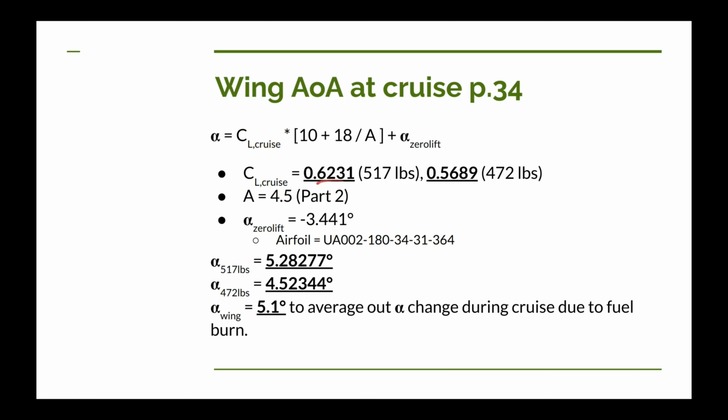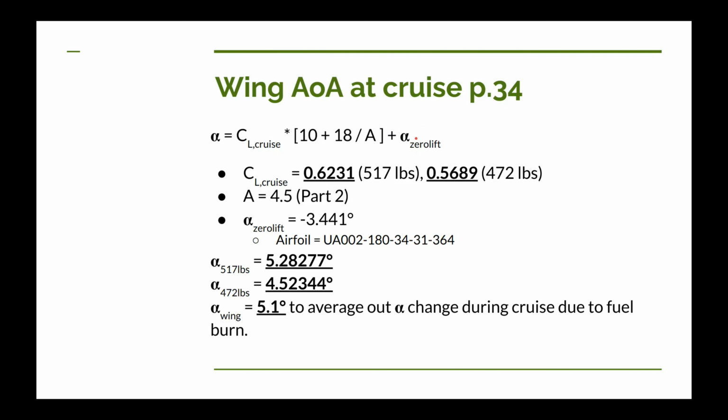We've already figured that out, 0.6231. And we'll also work at this lower weight, the Part 103 weight coefficient of lift also. And you multiply all that by the quantity of 10 plus 18 divided by the aspect ratio. And if you remember from Part 2, the aspect ratio is 4.5. And then we add to all of that the angle of the two-dimensional airfoil when it's producing zero lift. Well, let's go and figure out how we determine that.